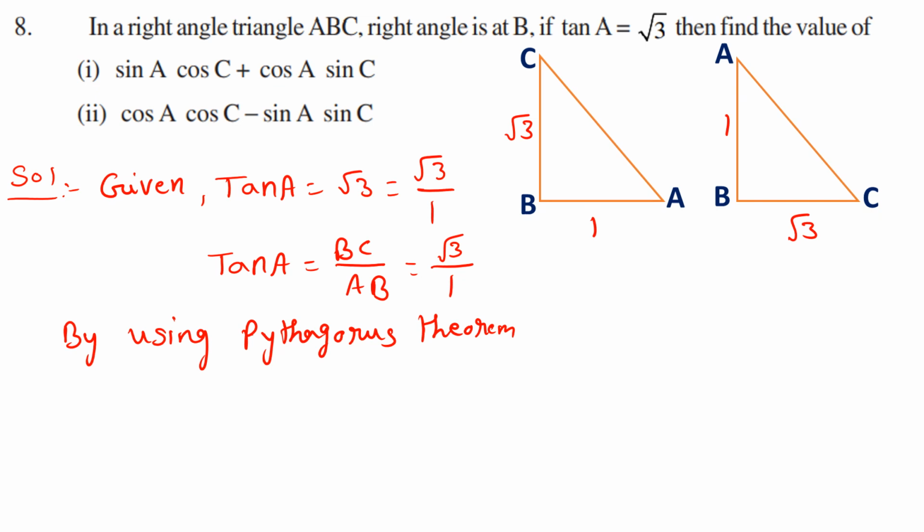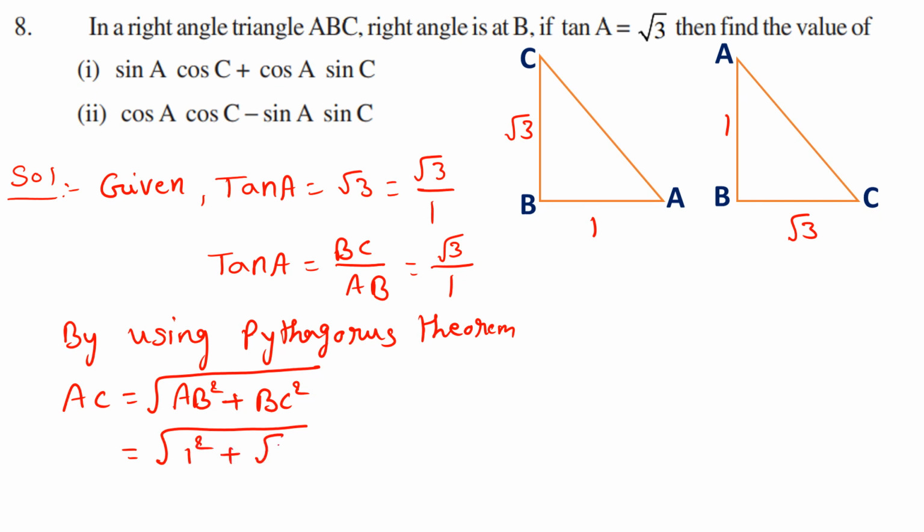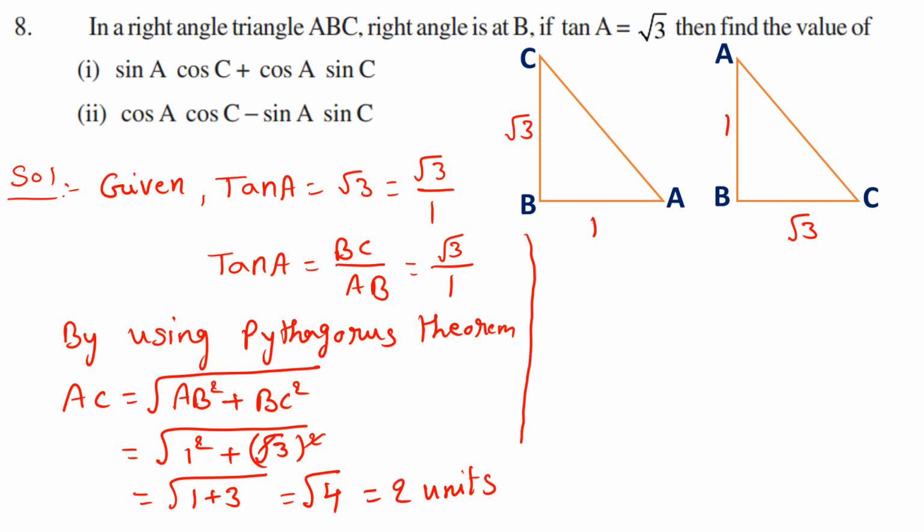AC equals root of AB square plus BC square. So that equals root of 1 square plus root 3 whole square. So square and root cancel here. So that equals root of 1 plus 3, that equals root 4. So that value is 2 units, right? So now AC, the hypotenuse, equals 2 units.